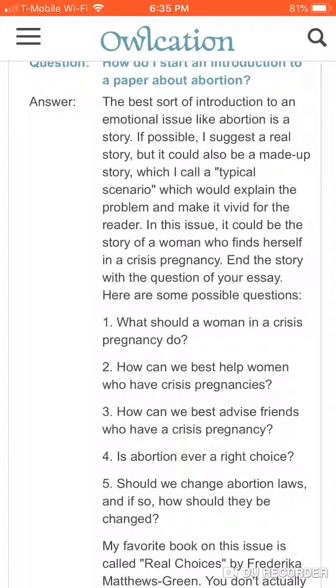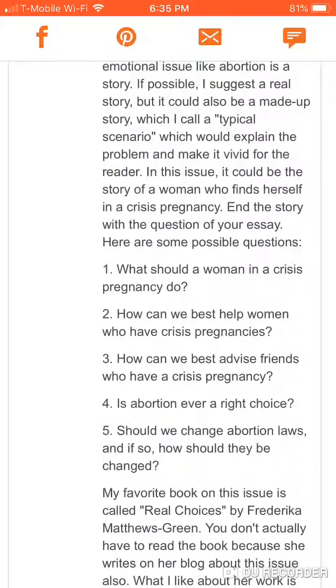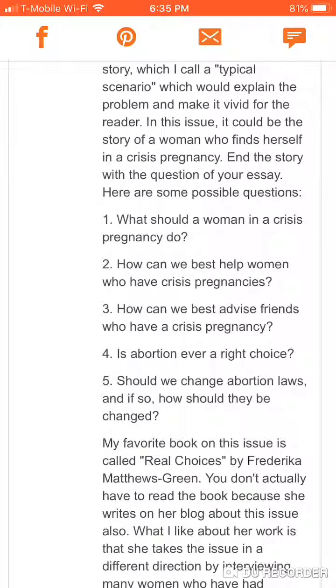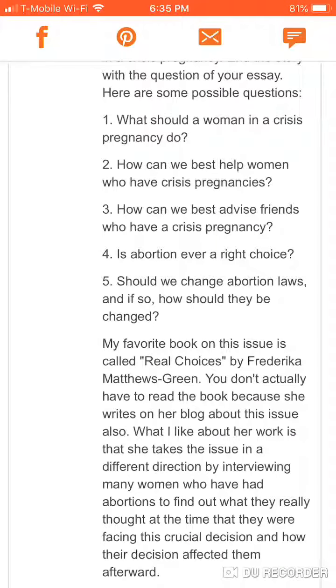My favorite book on this issue is called Real Choices by Frederica Mathewes-Green. You don't actually have to read the book because she writes on her blog about this issue also. What I like about her work is that she takes the issue in a different direction by interviewing men and women who have had abortions to find out what they really thought at the time that they were facing these crucial decisions and how the decision affected them afterward.